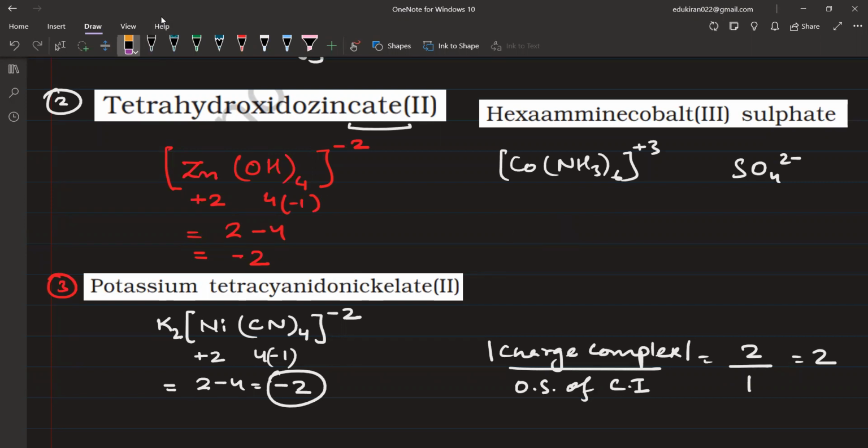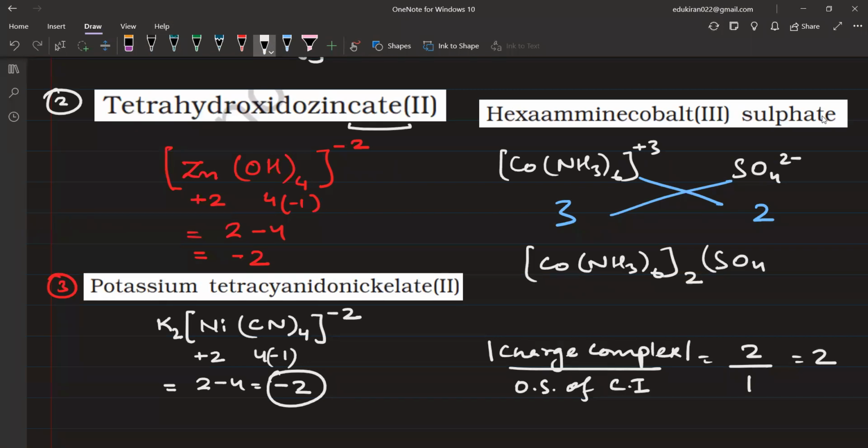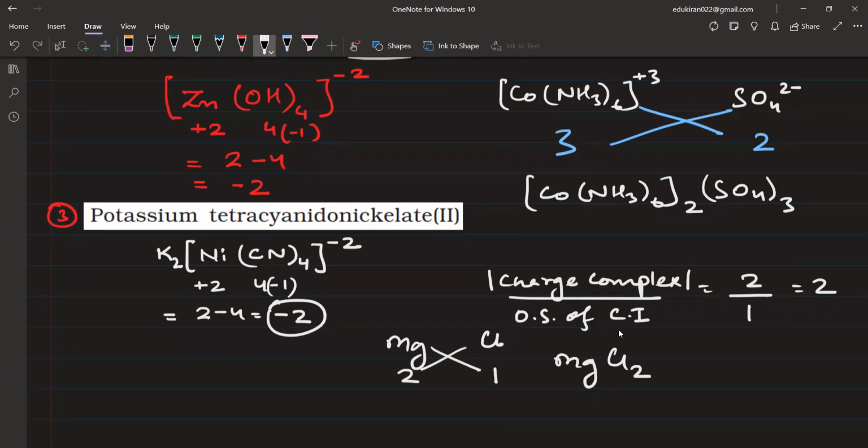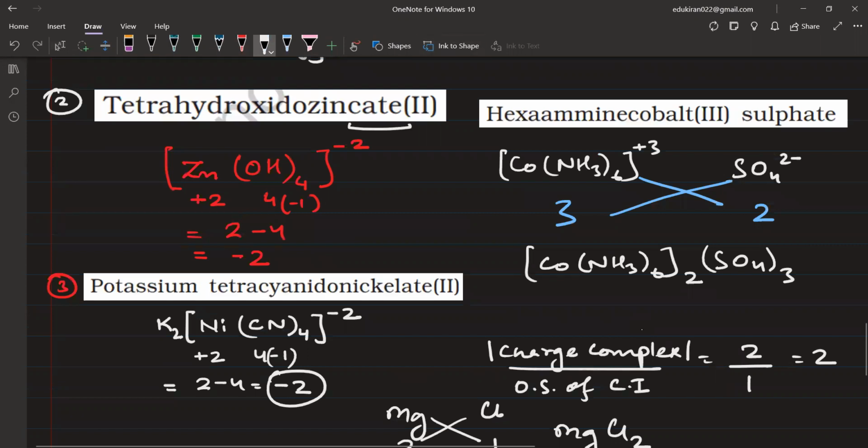Correct? Yes. Now see, maybe you should remember this from 11th class or 9th class. This has valency 3 and this one has how much valency? 2 valency. Do you remember criss-cross? Co NH3 whole 6, this will be how many times? 2 times, and SO4 will be like this. Do you remember? This is how we used to do Mg and Cl. Valency of Mg is 2. Valency of chlorine is 1. So the formula is going to be MgCl2. Do you remember? Tell me, guys. Yes, sir. Remember these? Okay.